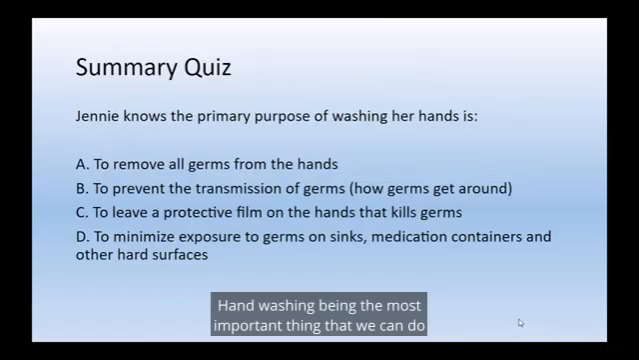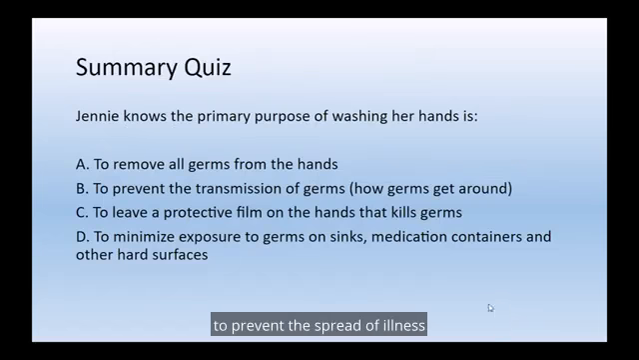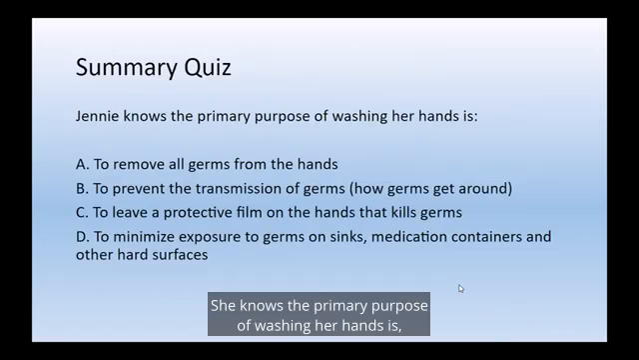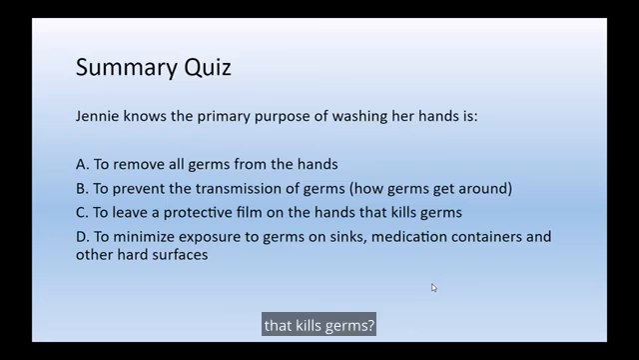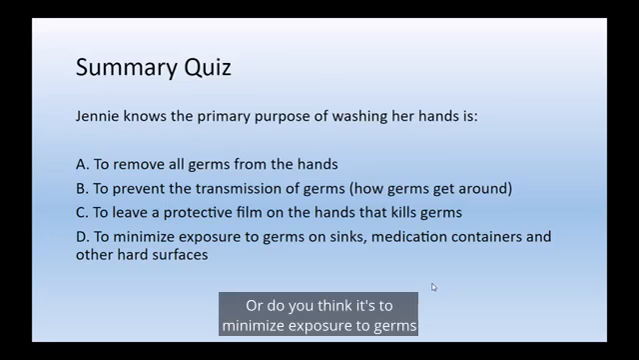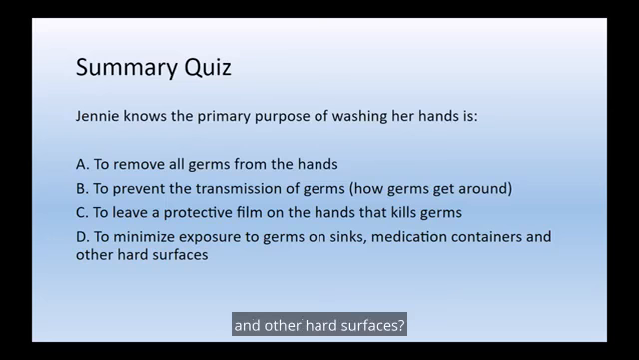Hand washing being the most important thing that we can do to prevent the spread of illness is something that Jenny knows. She knows the primary purpose of washing her hands. Is it to remove all the germs from her hands? Is it to prevent the transmission of germs? Is it to leave a protective film on her hands that kills germs? Or do you think it's to minimize exposure to germs on sinks, medication containers, and other hard surfaces?